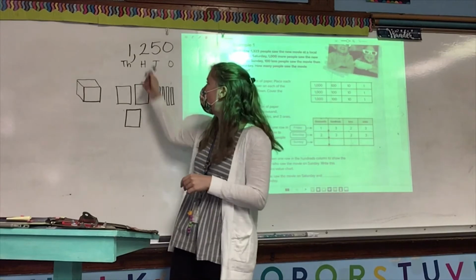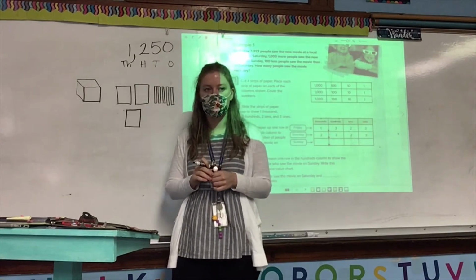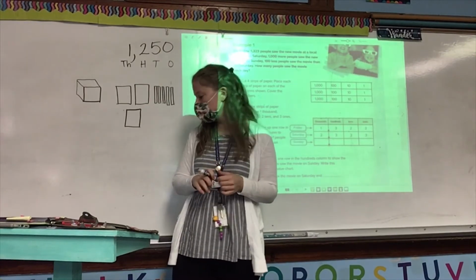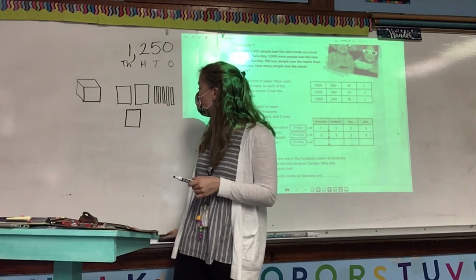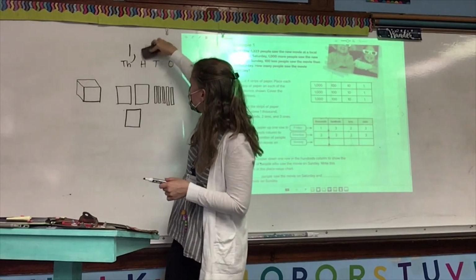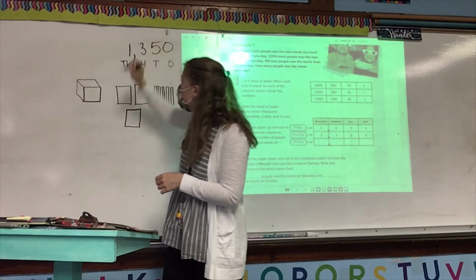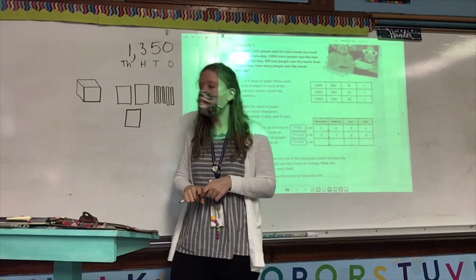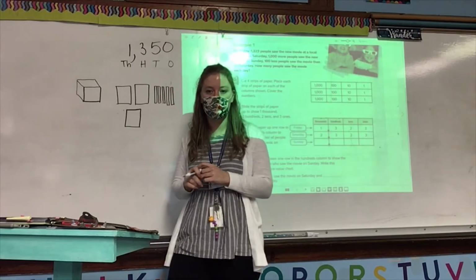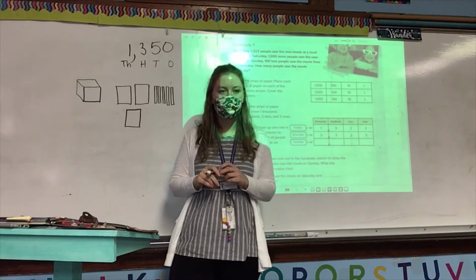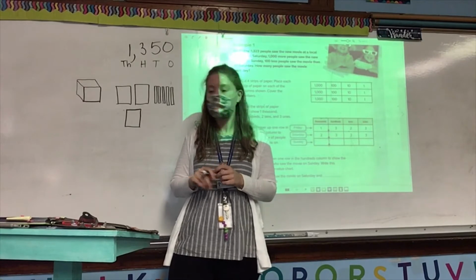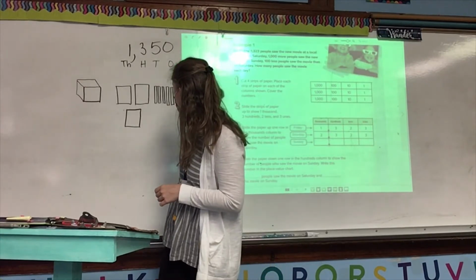Do I still have the number 1,250, class? No, because now I have 300s flats. So that means this 2 becomes a 3. What if I wanted to add 10? What would I do? Colin? You would add one more 10 rod. I would draw one more 10 rod.